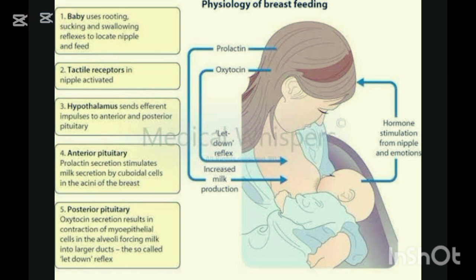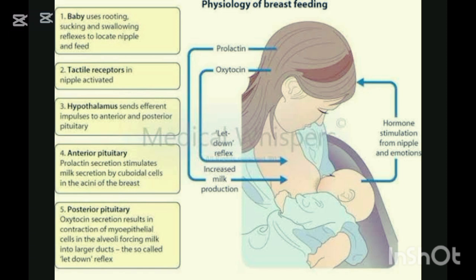So let's talk about the physiology of breastfeeding. Let's start with the hormone stimulations. These hormones are stimulated from the baby suckling the nipples. It can also be a result of emotions, in the sense that the mom may be thinking about the baby, or the baby might be crying, or the baby touching the nipples. These hormones can be stimulated. So the hormones being stimulated go to the hypothalamus, which is the part of the brain responsible for this physiology. From the hypothalamus, it sends efferent impulses to the anterior and posterior pituitary gland.